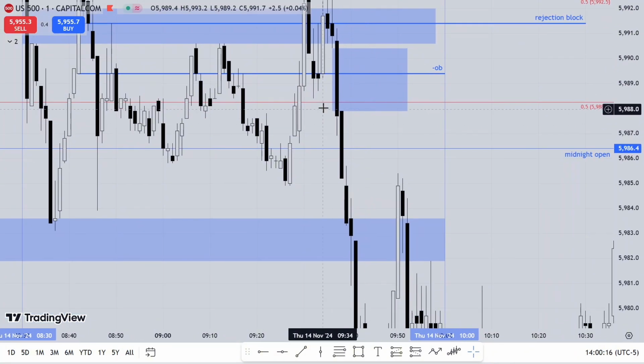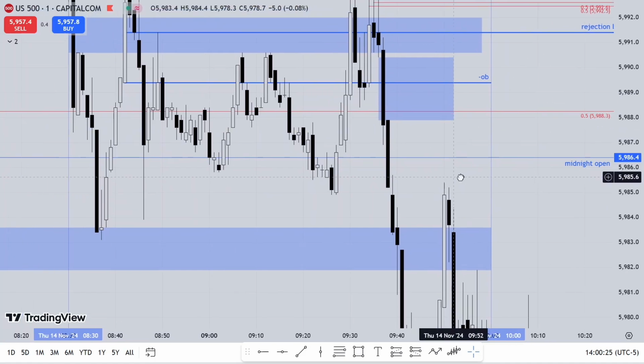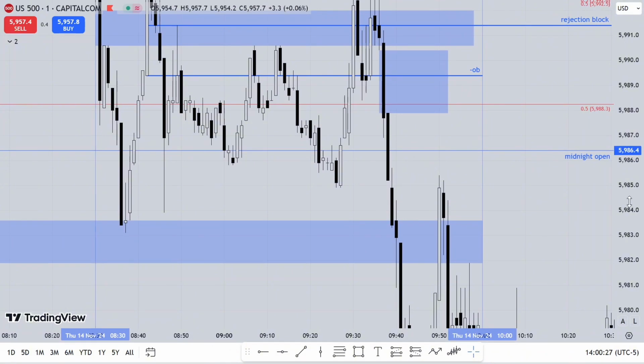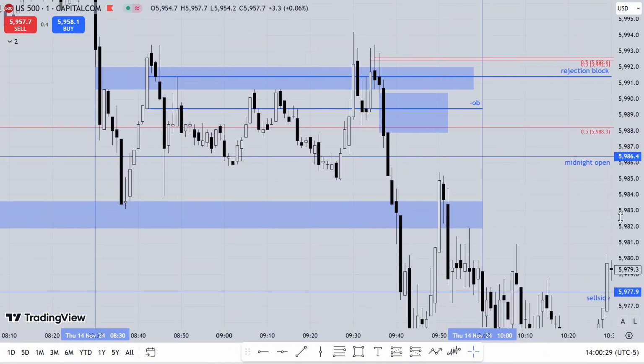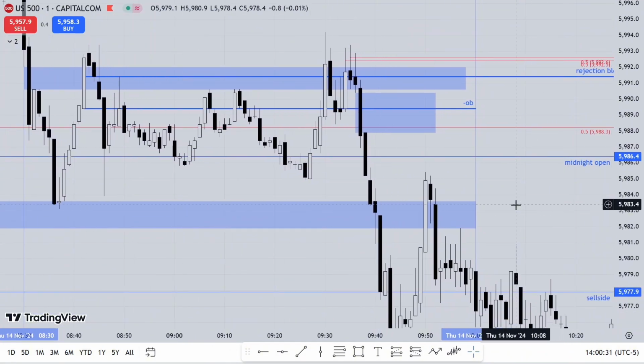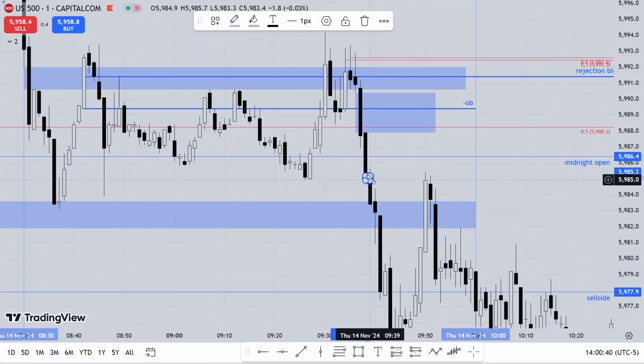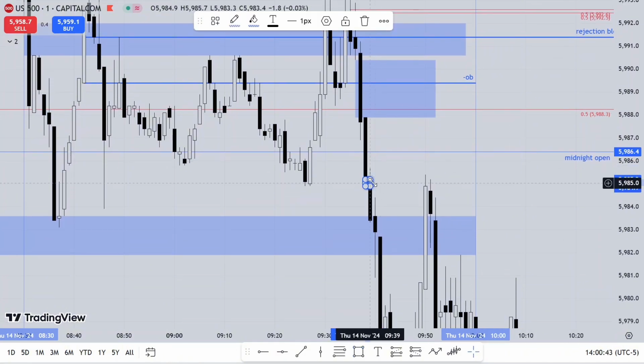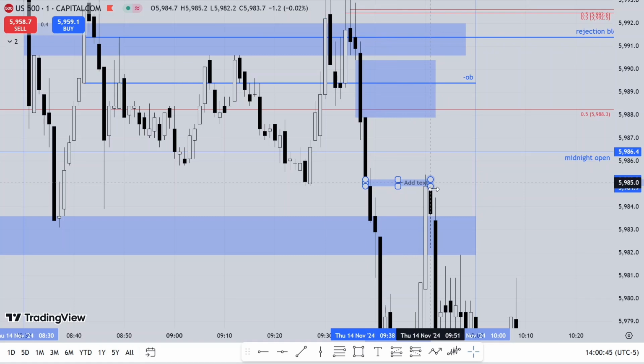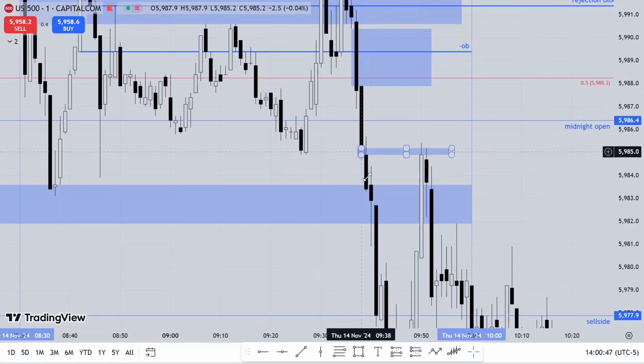Now, this breakaway gap was created above the midnight opening price. This is another indication that price is in fact seeking bearishness, seeking extreme bearishness going into the day's trading. So price drops lower, left a volume imbalance here. So you draw this out in time. Price leaves a volume imbalance.